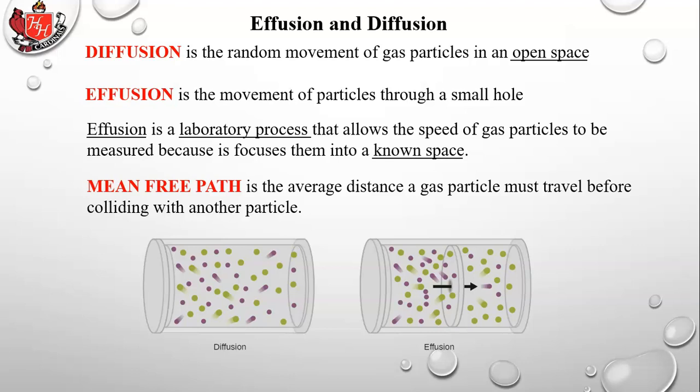Mean free path is the average distance a gas particle must travel before colliding with another particle. So it's how far apart the gas particles are. That has to do with pressure, temperature, and some other things, number of moles and so forth.